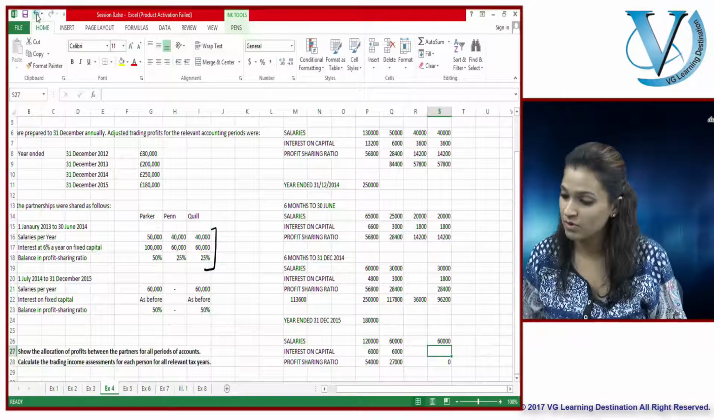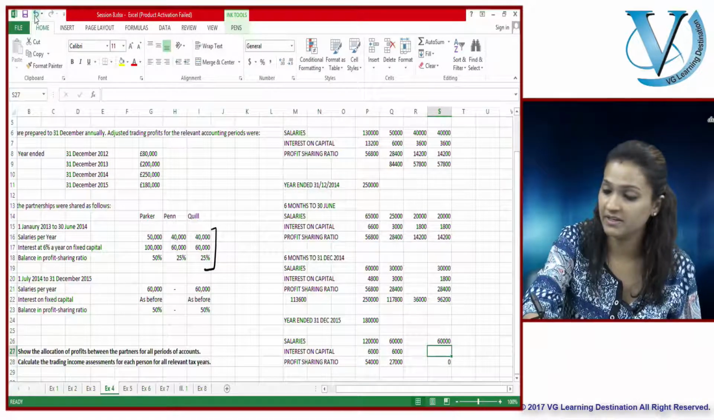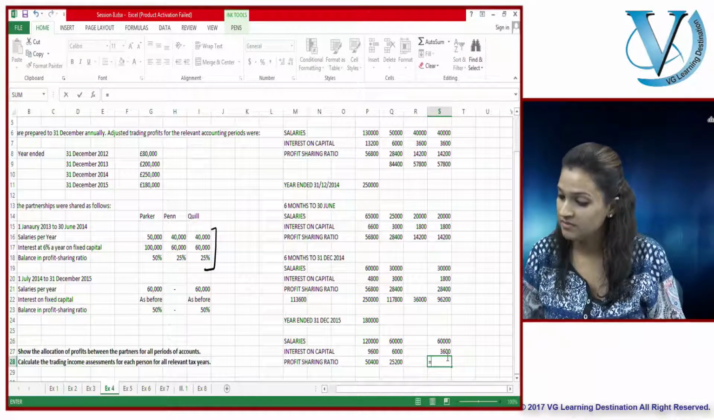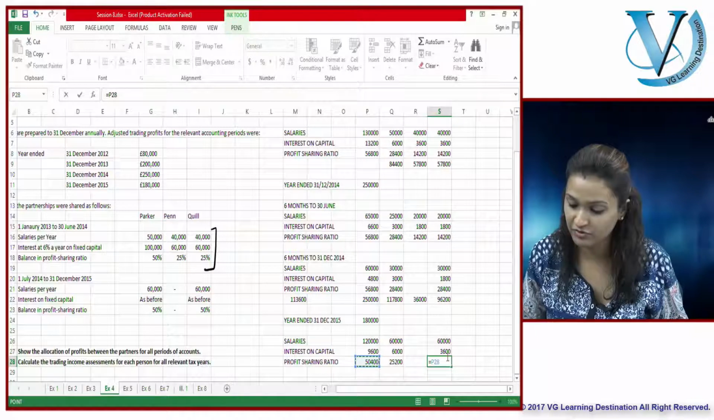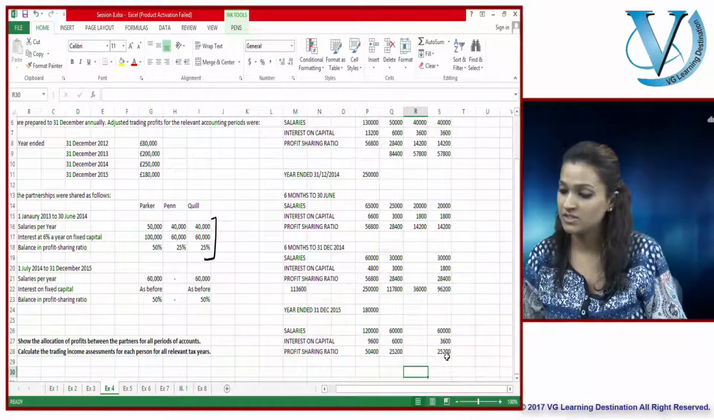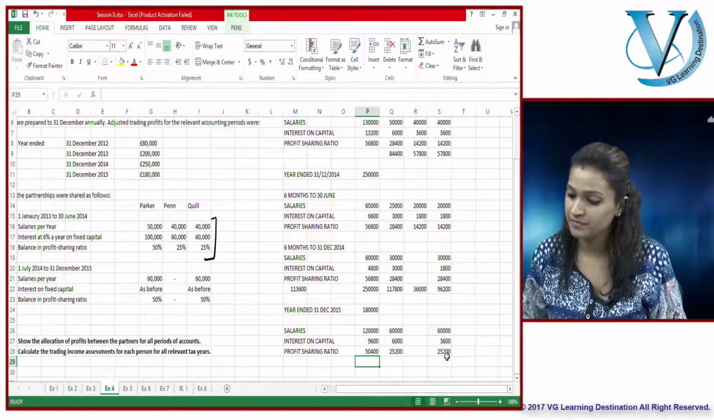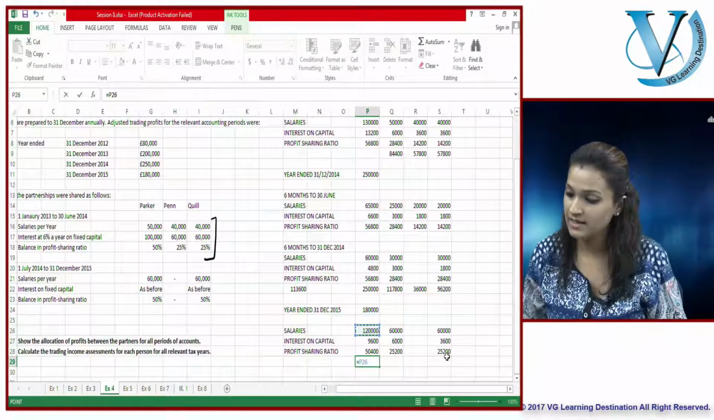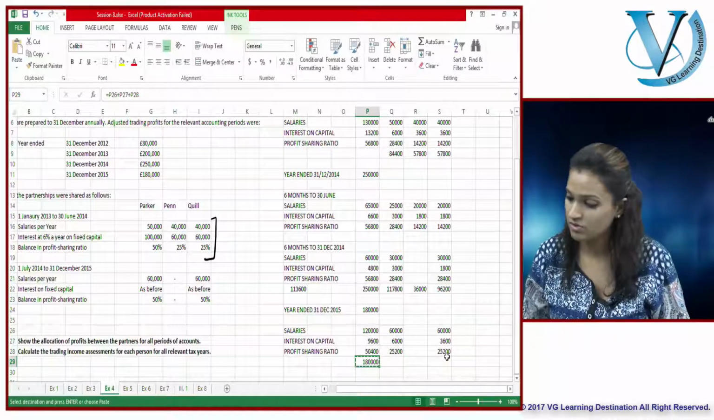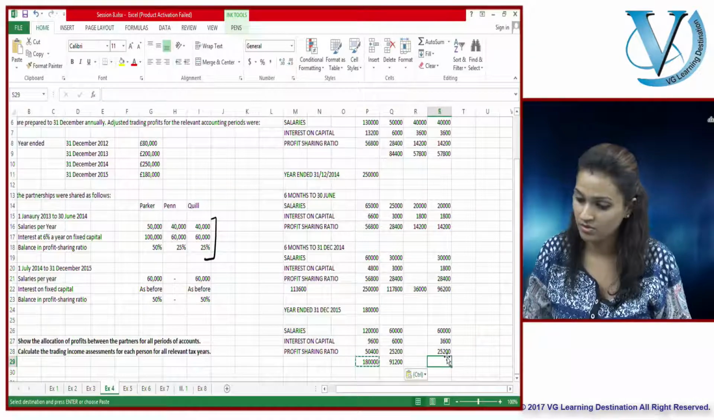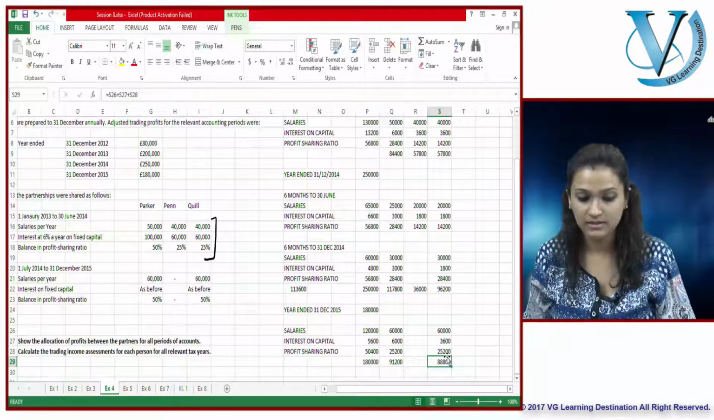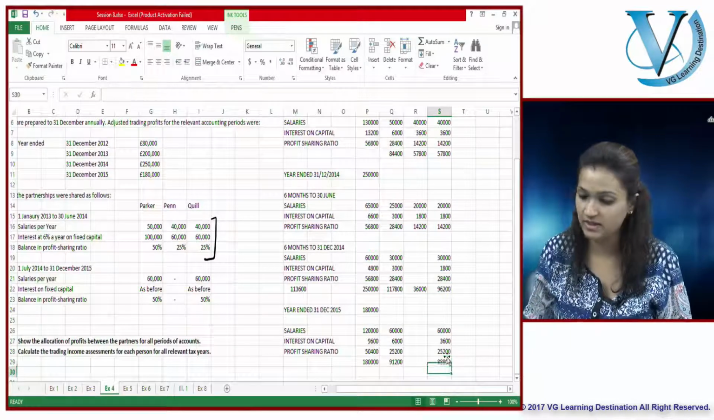Right? So what do we have? What have I done? Excel is fooling around with me. We have 50,400 multiplied by 50%. Thus totaling salary, interest on capital, profit sharing ratio. So how much do we have total here? This is what we have total here as well.